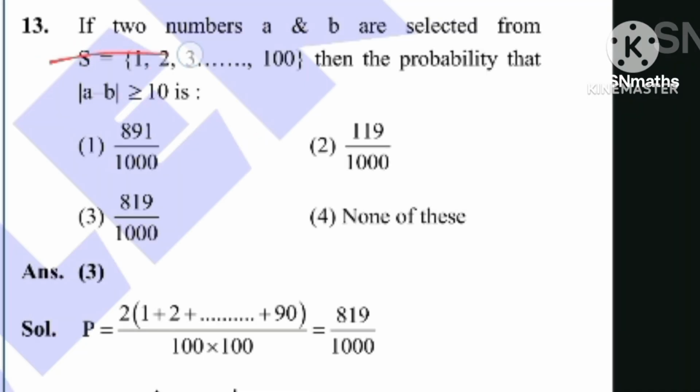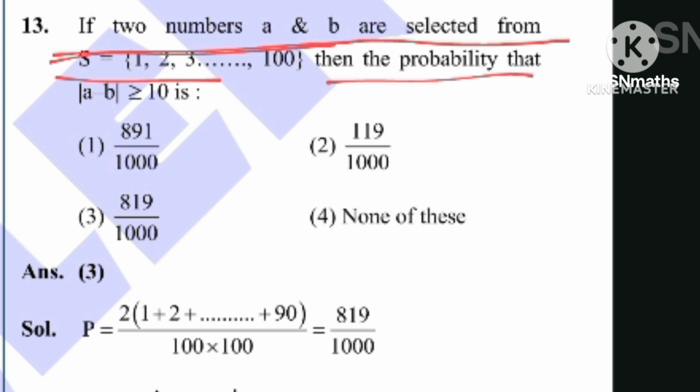13th question. If two numbers a and b are selected from the set S, 1, 2, 3, and so on up to 100, then the probability that modulus of a minus b is greater than or equal to 10.